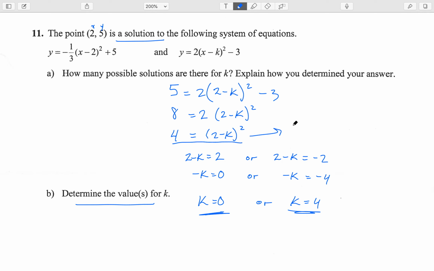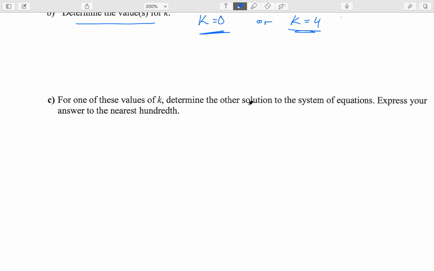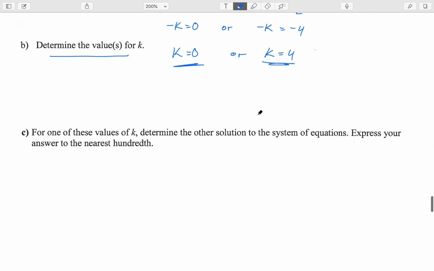And I know a quadratic could have two solutions. Right? Now I could have expanded it all out. However, I recognize this. Oh yeah, I know the square root of 4 is 2. So it's plus or minus 2, right? Plus 2 or minus 2. It's one or the other. Okay, so for one of these values, determine the other solution.